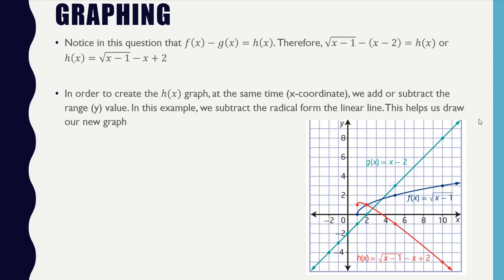So the teal graph has a domain of real numbers, but the blue graph has to be greater than 1. So you see the red graph only starts at that point. Even though there's something that could happen with the teal graph here, there's no blue graph, so therefore we don't even do the red graph or h of x at all.